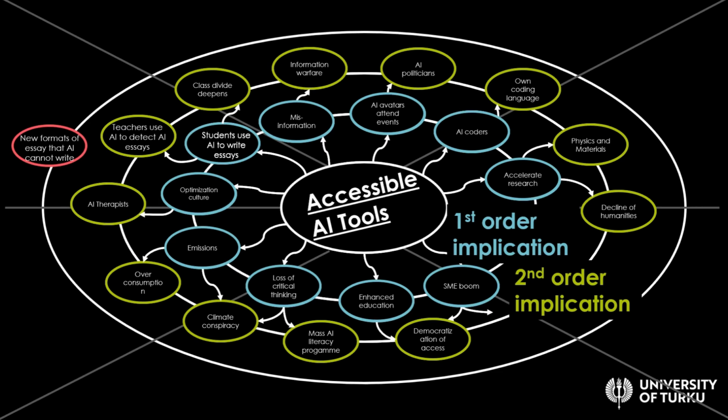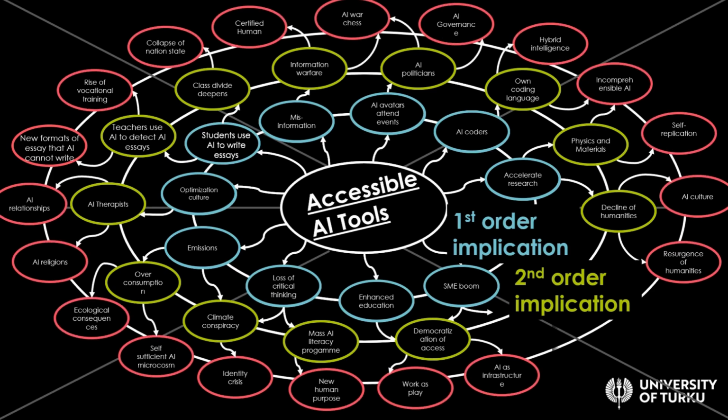Then, we get to the third-order implications. These build upon the second-order items, exploring the possibility space of further cascading effects.